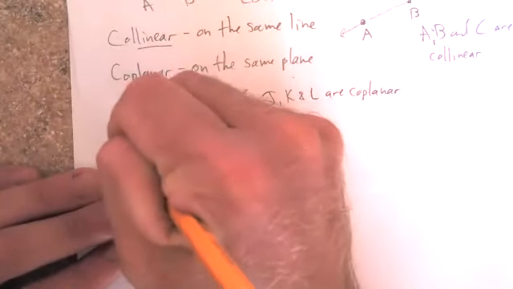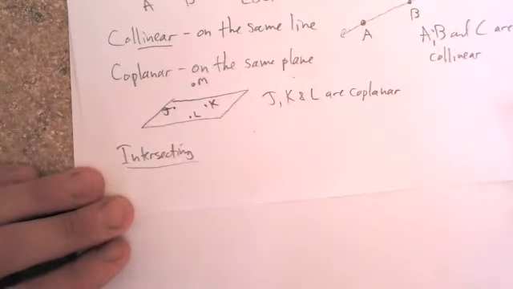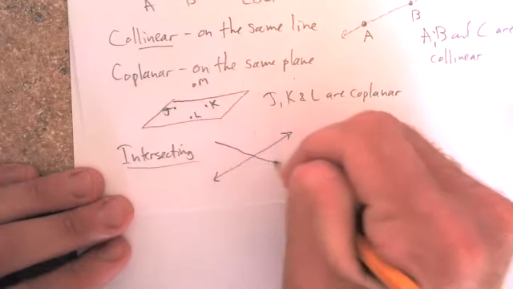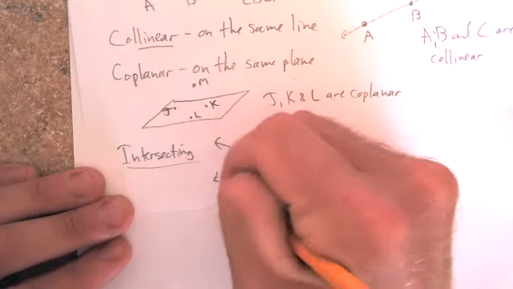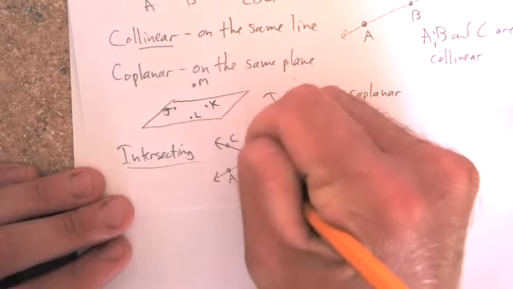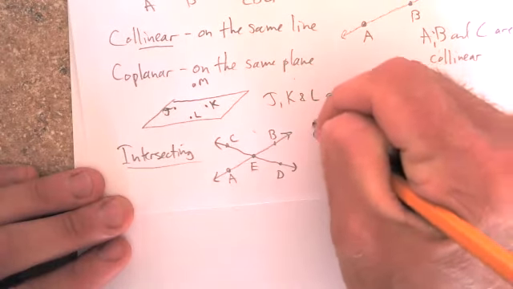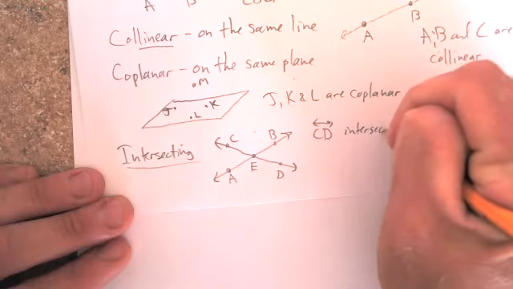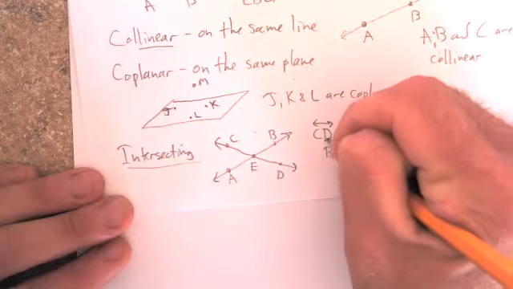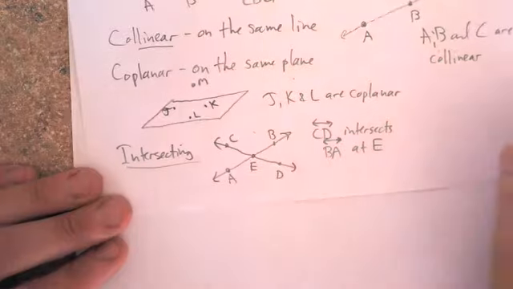Okay, and then actually I lied, one more thing here, guys. Intersecting, which you probably know from previous experience, but we'd say lines can intersect, obviously, at a point. Just to be really specific, say line AB and line CD intersect here at E. So we could say line CD intersects line BA at point E. You can say point E or just say E, that's fine.